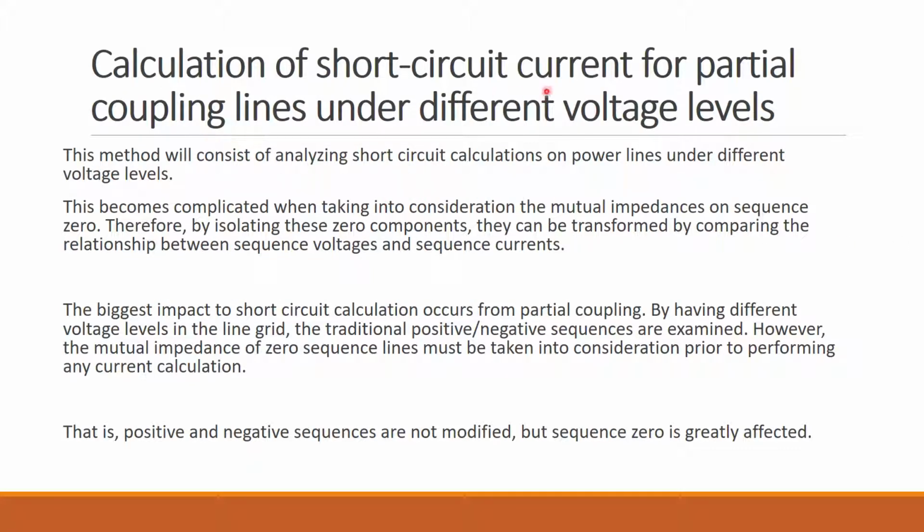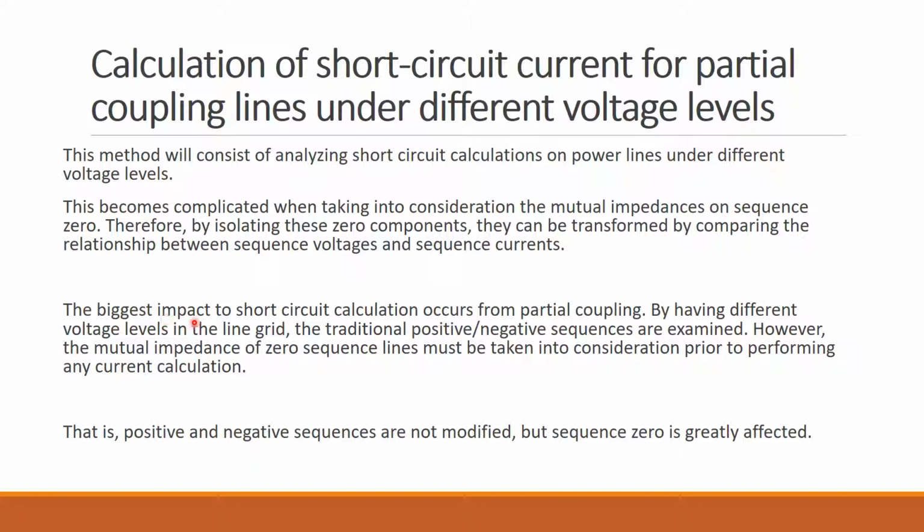The calculation of short circuit current for partial coupling lines under different voltage levels. This is going to be our last topic for the paper, and this is another application. This one is actually pretty interesting because this method will consist of analyzing short circuit calculations on power lines under different voltage levels. This becomes complicated when taking into consideration the mutual impedances on sequence 0. Therefore, by isolating these zero components, they can be transformed by comparing the relationship between sequence voltages and sequence currents.